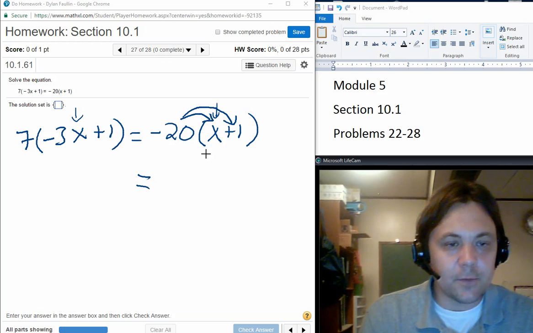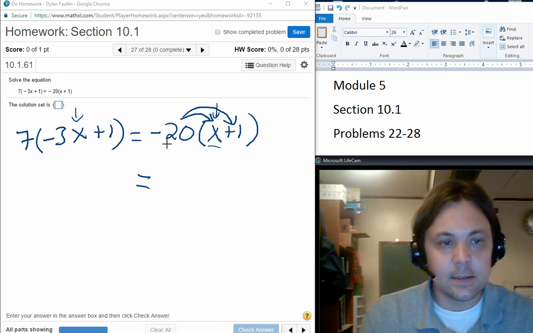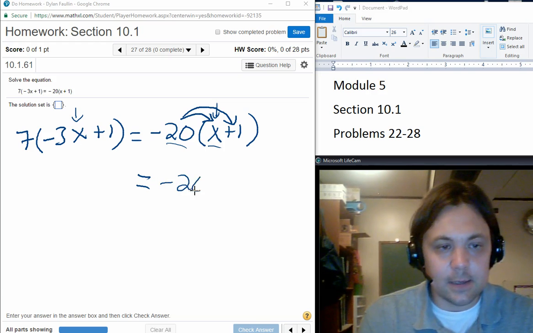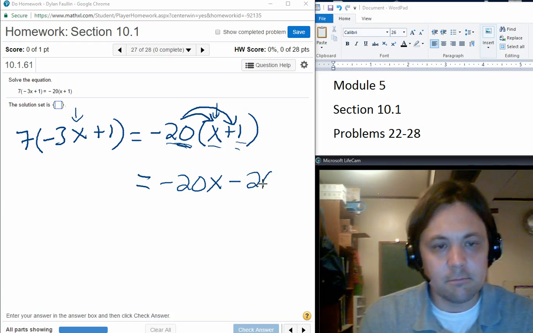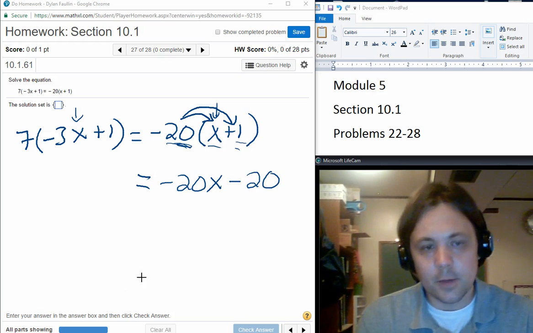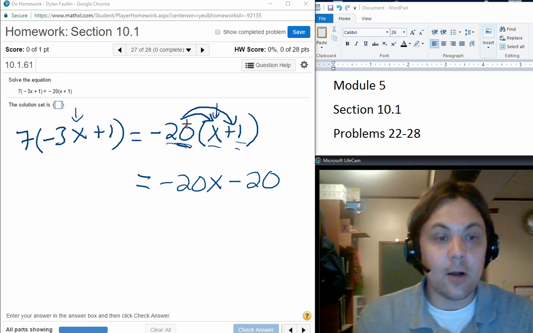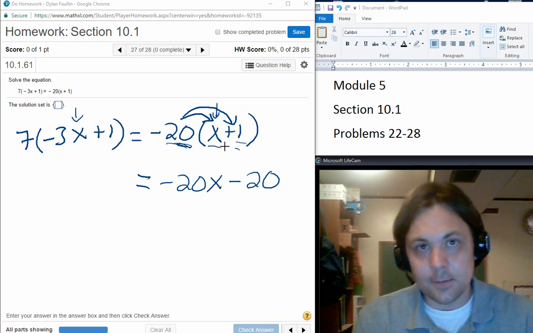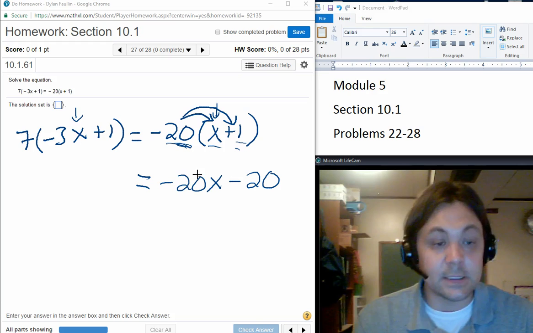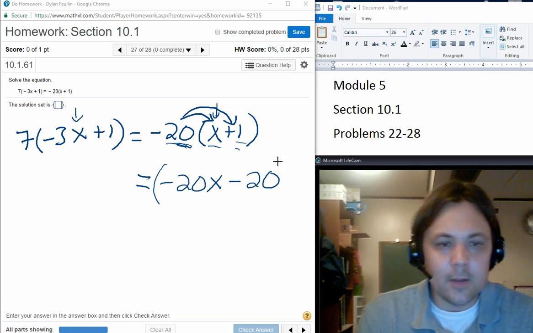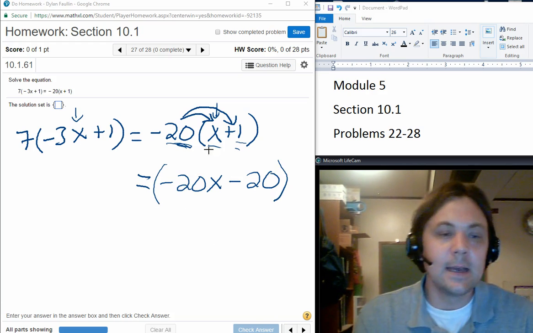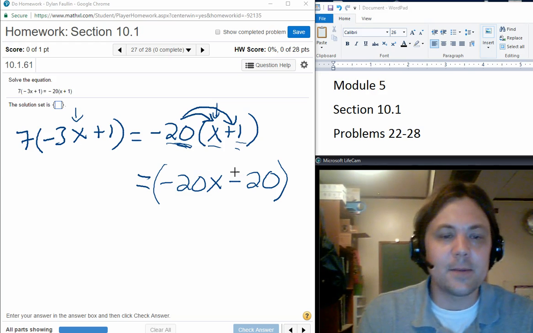I'm going to have negative 20 times x. Negative 20 times x will just be negative 20x. And then I'm going to have negative 20 times positive 1, which will be negative 20. Right? Negative 20 times 1 is negative 20. And now that I've distributed into the parentheses, I don't need to keep parentheses here, because sometimes I'll have students say, okay, I'll go ahead and put the parentheses around this. And that's not wrong mathematically, but it's just unnecessary.